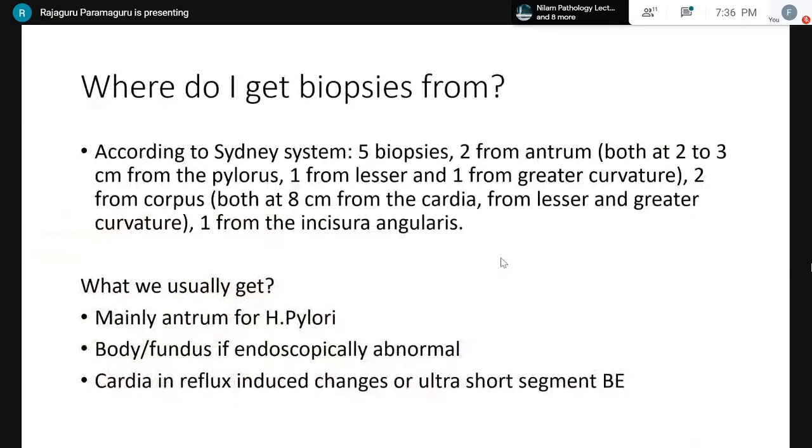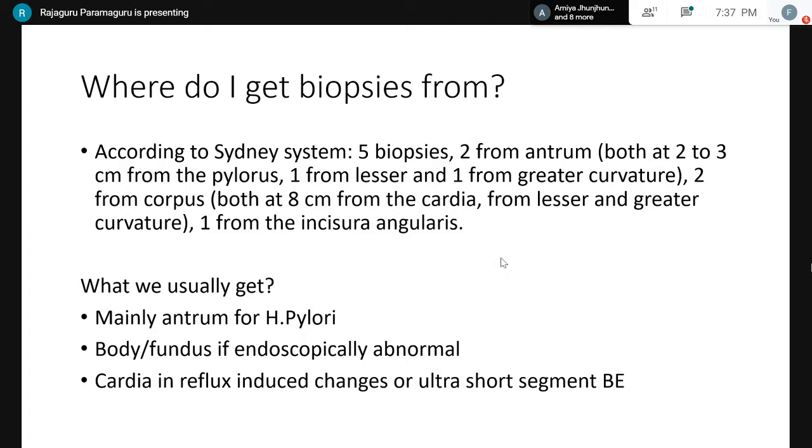So where do we usually get the biopsies from? According to the Sydney system, we have to get 5 biopsies: 2 from the antrum, 2 from the corpus, and 1 from the incisura angularis. But usually, where do we get them from? We get them from the antrum most of the time. The bulk is from the antrum, because the bulk of the cases is to see whether H. pylori is present or not. That is what the clinicians are interested in.